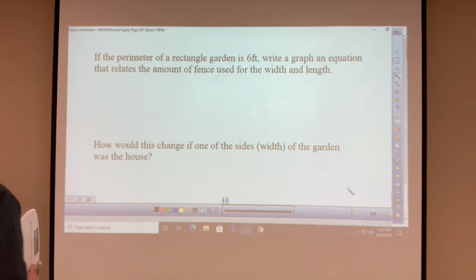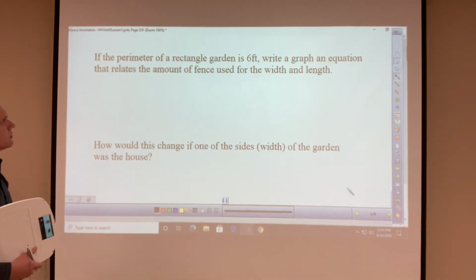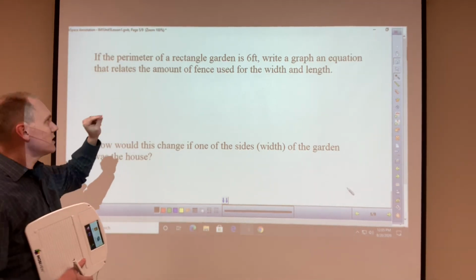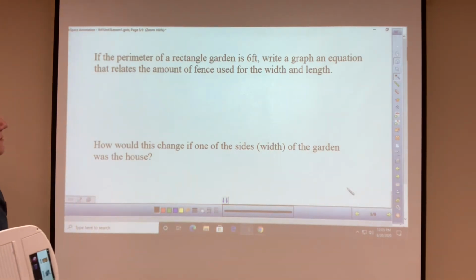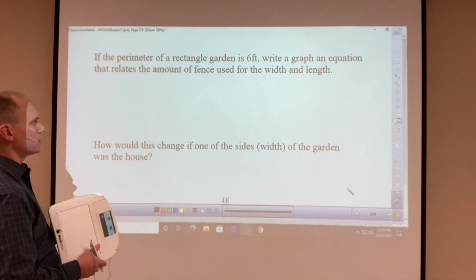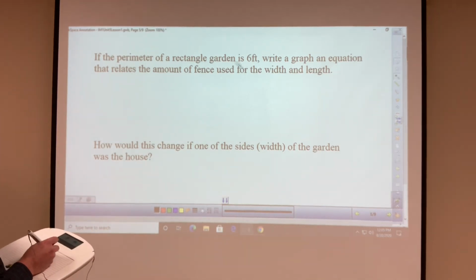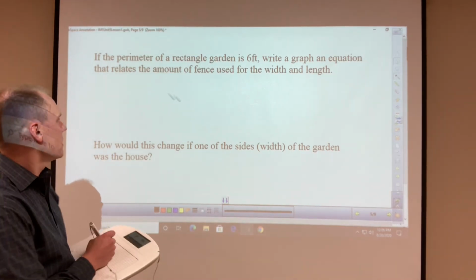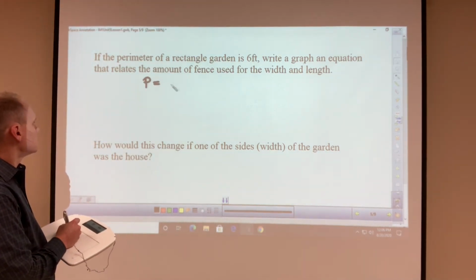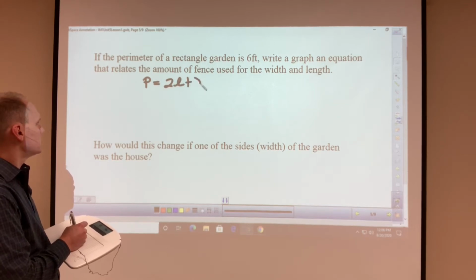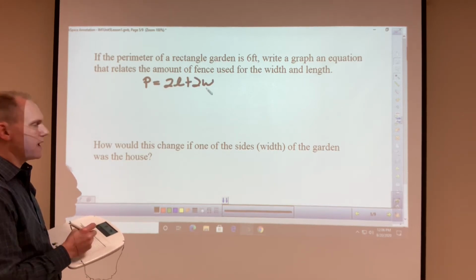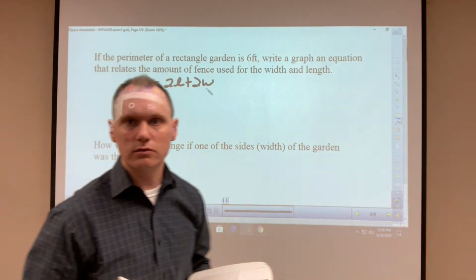All right, let's see. If the perimeter of a rectangular garden is 6 feet, write and graph an equation that relates the amount of fence used for the width and length. All right, so we have 6 feet. Remember, perimeter, we talked about this last video. Perimeter is 2 times the length plus 2 times the width. That's going to add up all the sides of our rectangular garden.